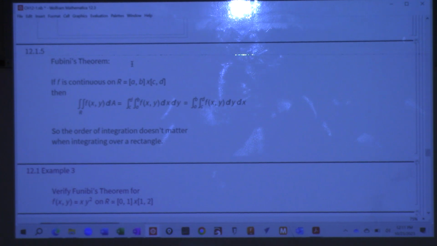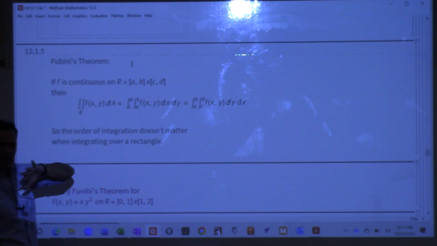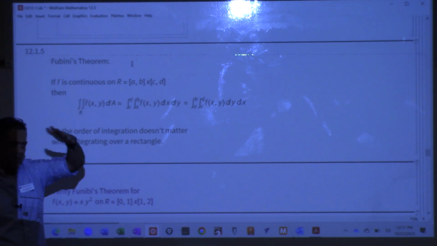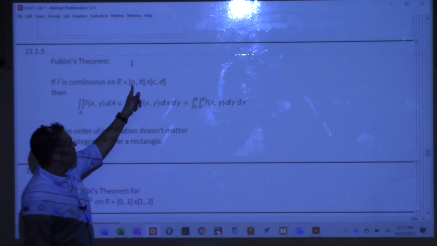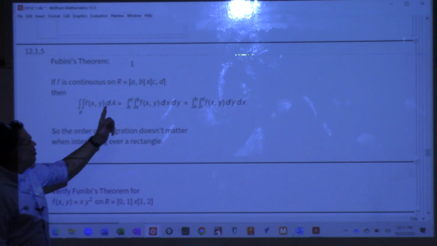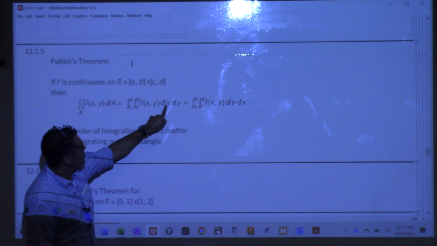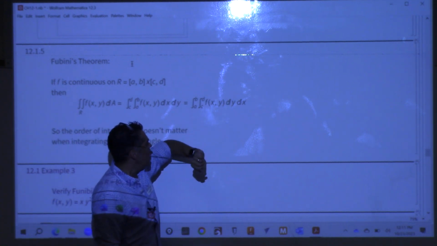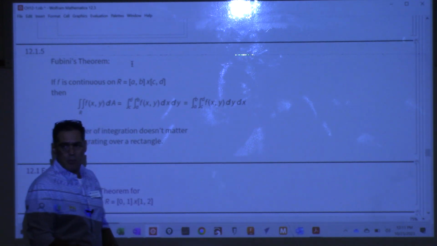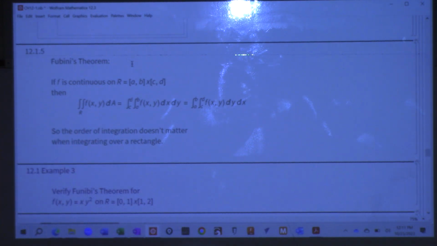Fubini's theorem. It says that if your function is continuous, meaning a nicely behaved surface function up here, and you have a rectangle, a to b, c to d, then the order does not matter. You can do the inner one with respect to x, outer with respect to y, or inner with respect to y, outer with respect to x, and you will get the same answer. Okay?